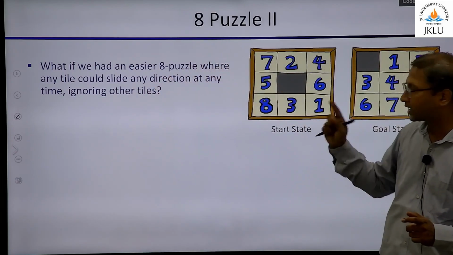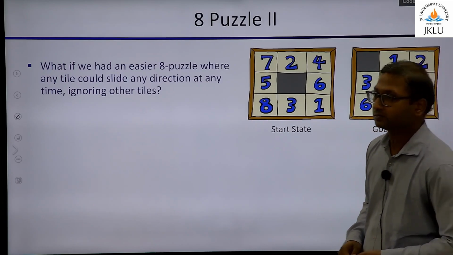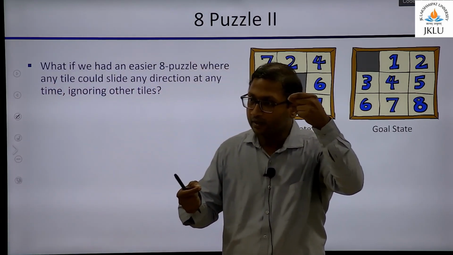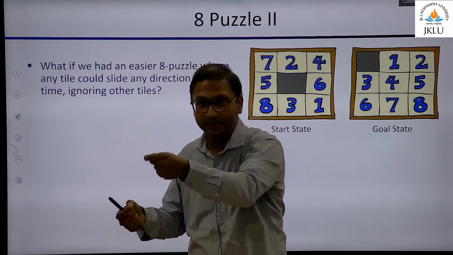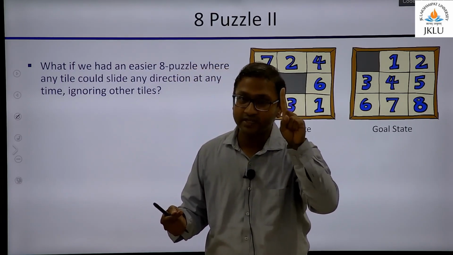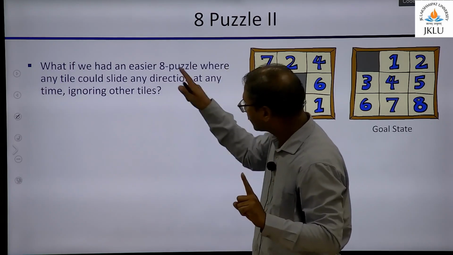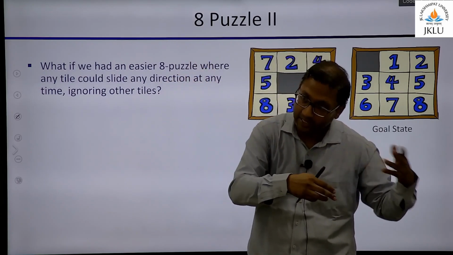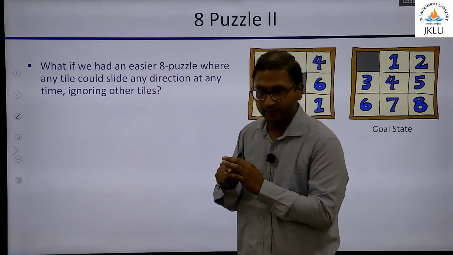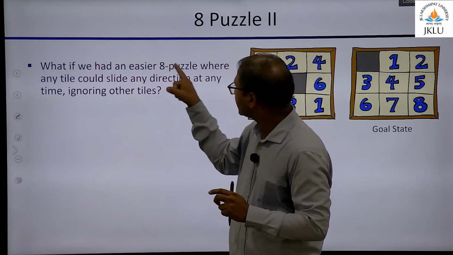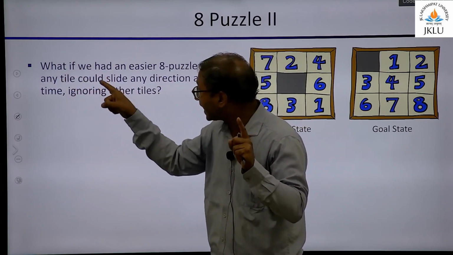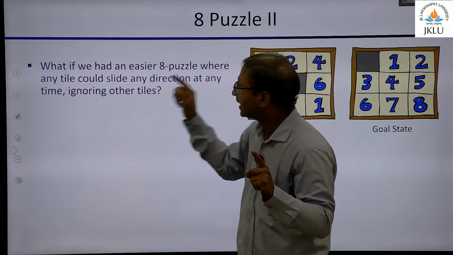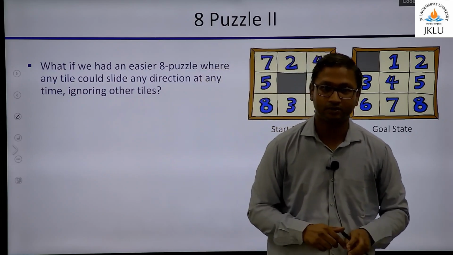Understand this and tell me H start. What was it in the previous one? I took one tile and placed it on its place and called the cost 1. Now the way of computing cost changes a little. It is not the same as the last relaxed version. What if we had an easier 8 puzzle problem where any tile could slide any direction at any time ignoring other tiles?